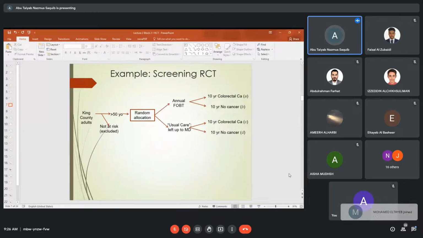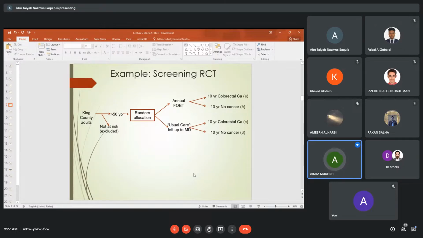What is the colorectal cancer rate in the group that received the annual test versus what is the colorectal cancer rate in the group that only received the doctor's advice? What do you think? Anybody? Which group will you see more colorectal cancer in?